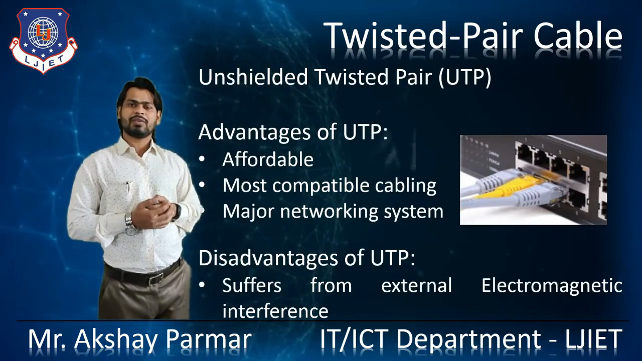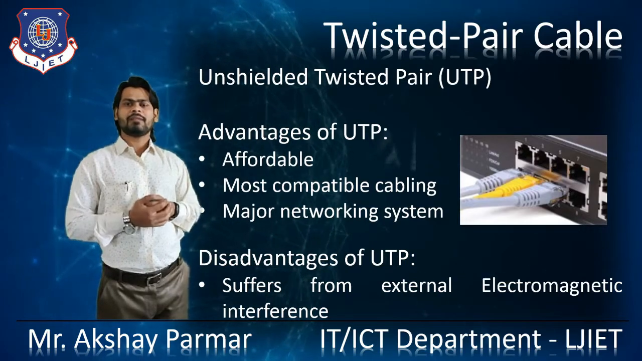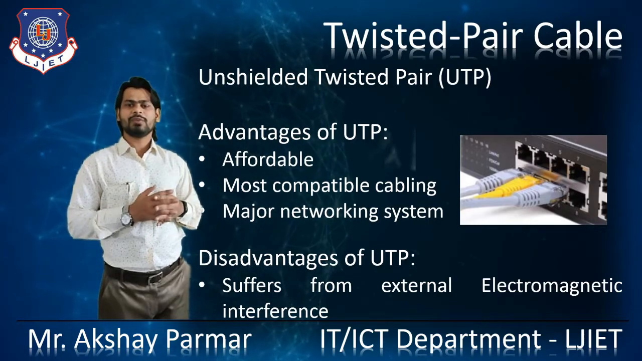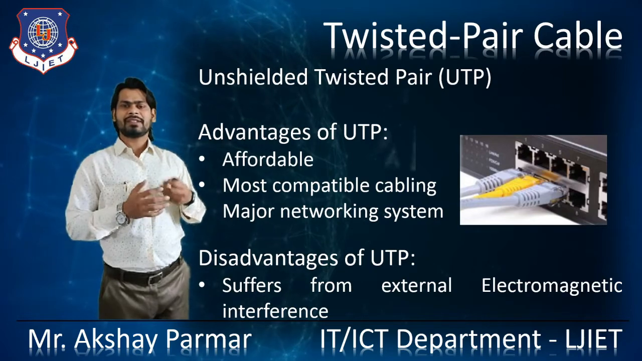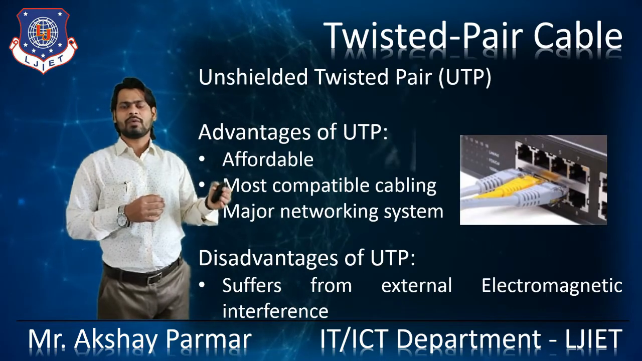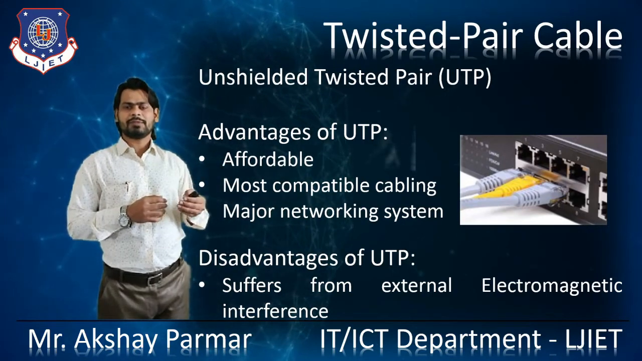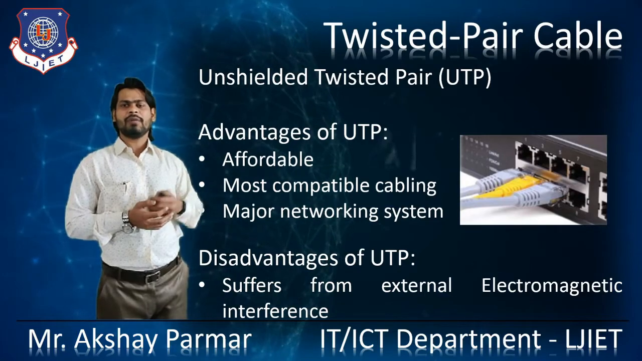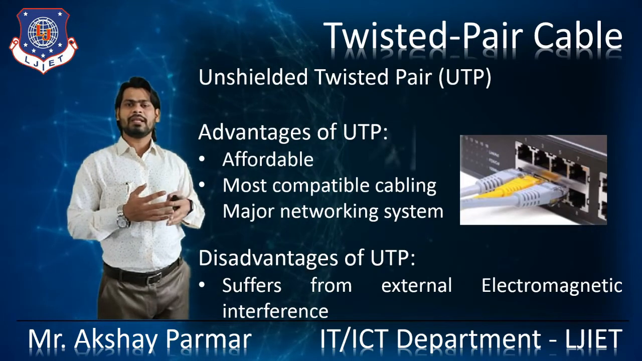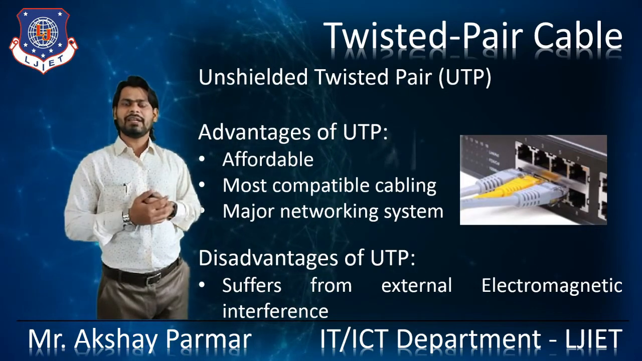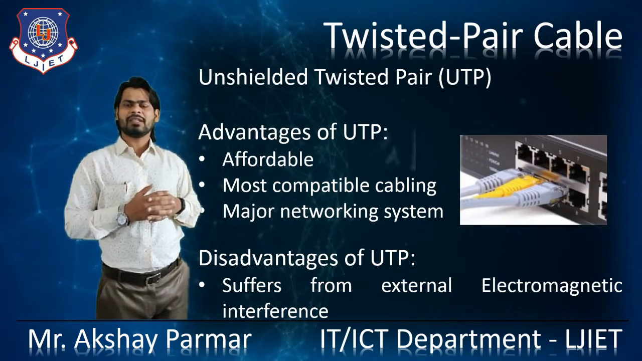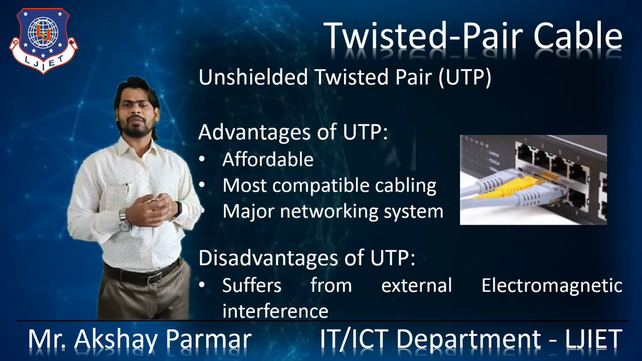The advantages of the UTP: it is really affordable. The most compatible cabling system nowadays is the UTP. It is used in major networking systems, as we have discussed, whenever you are having an internet connection over a short distance from the local internet provider, your ISP. From that location to your home, they are using twisted pair cable, mainly the UTP. The disadvantage of the UTP is that it suffers from external electromagnetic interference. This is the major disadvantage of the UTP.